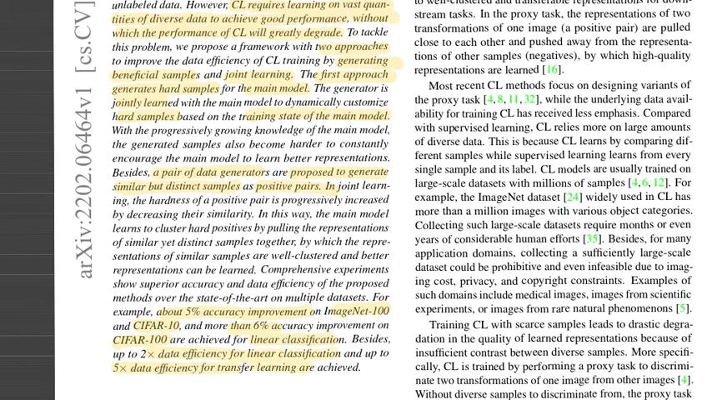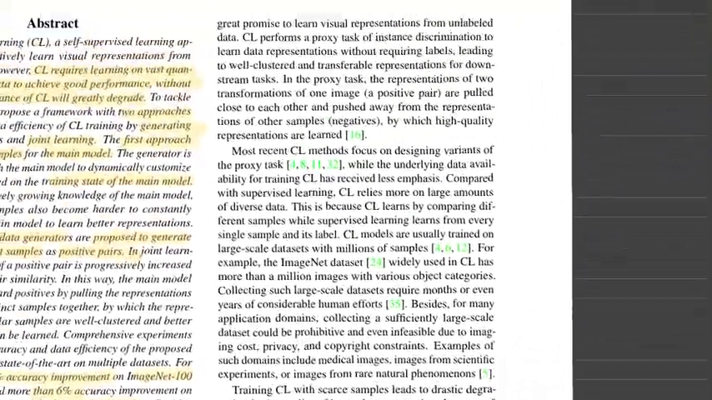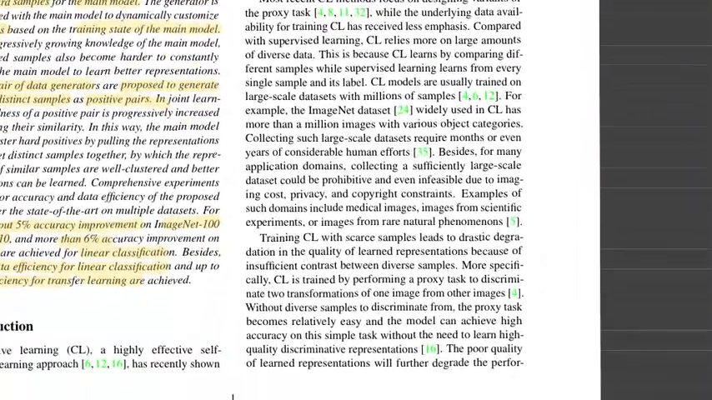The introduction talks about the motivation of these works, and in this part, training CL with scarce samples leads to drastic degradation in the quality of learned representations because of insufficient contrast between the diverse samples. Authors paint a better picture of the motivation behind this work. In another sentence, they mention, without diverse samples to discriminate from, the proxy task becomes relatively easy and the model can achieve high accuracy on the simple task without the need to learn high-quality discriminative representations.